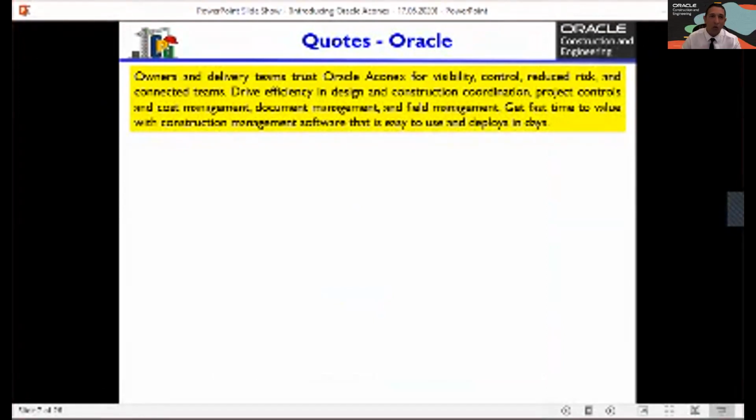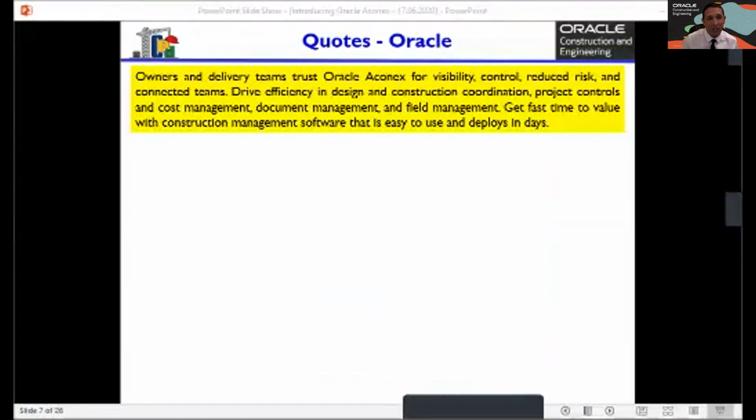Yeah, so I want to just share this quote with you from Oracle. Owners and delivery teams trust Oracle Aconex for feasibility, control, reduced risk, and connected teams, driving efficiency in design and construction coordination, project control and cost management, document management, and field management. Get fast time to value with construction management software that is easy to use.